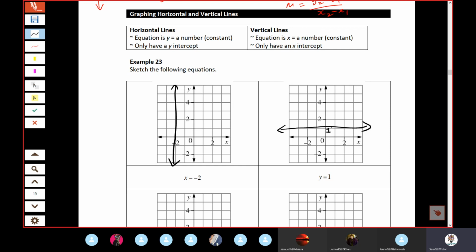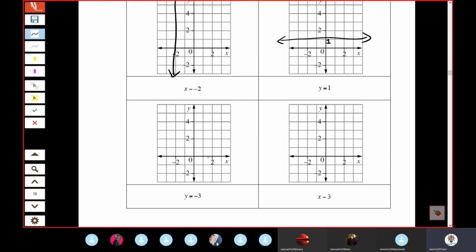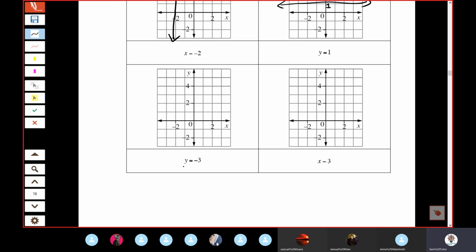So vertical lines are x equals, horizontal lines are y equals. So the opposite of your axes. All right, now it should be easy. If I said draw y equals -3, it's not this way, right? That's wrong. It's the opposite, which means it's this way. Draw your arrowheads. There it is at -3.